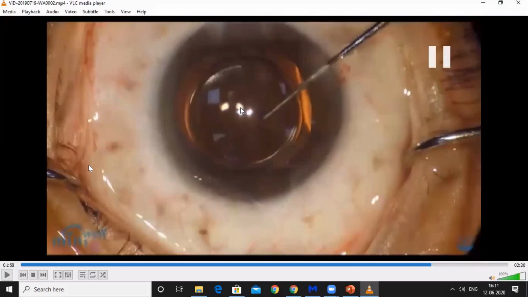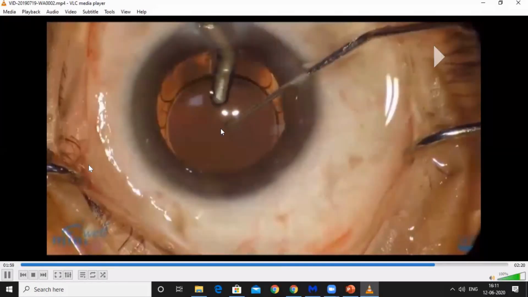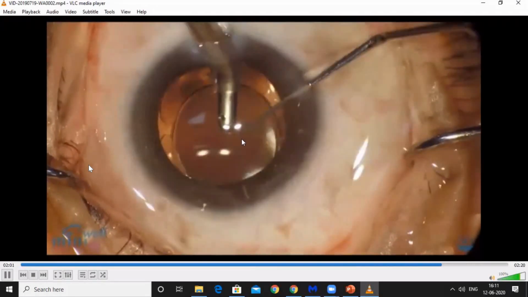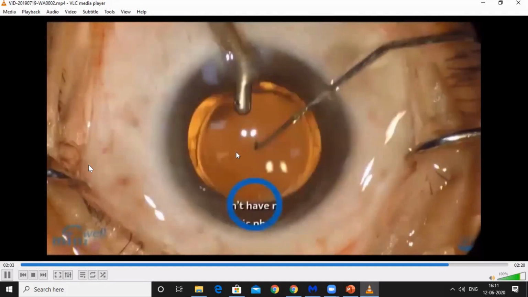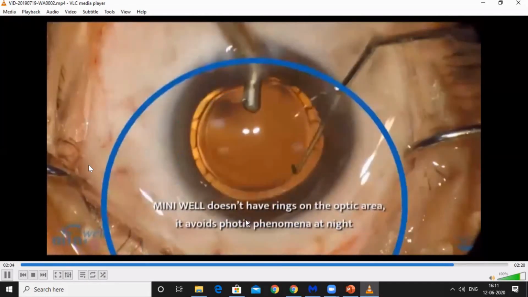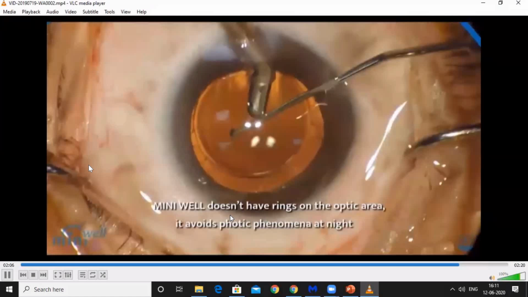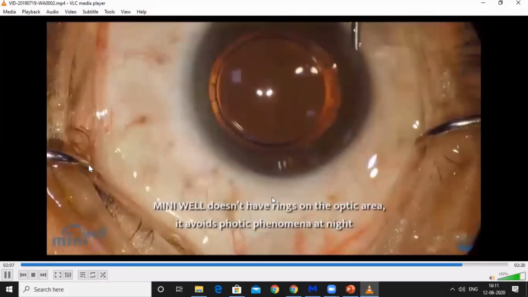Here you can see this is actually a multifocal IOL with refractive optics. There are no diffractive rings. So a patient implanted with this lens will have reduced glare and halos. The patient will have better night vision, and they will not have the image jump effect. As I said, there are no rings, so there is less photophenomenon at night.